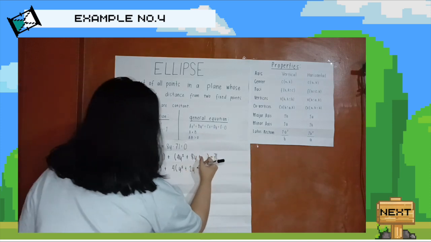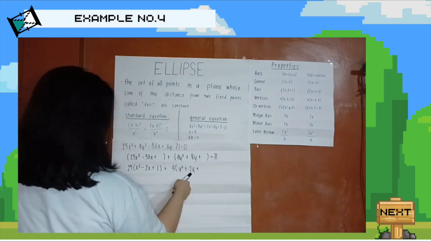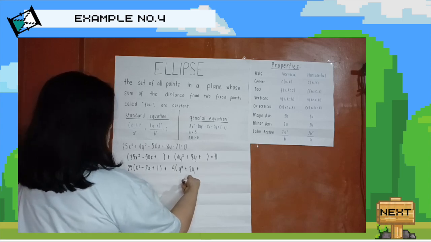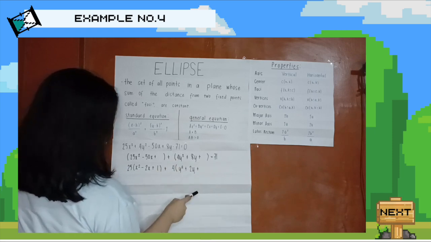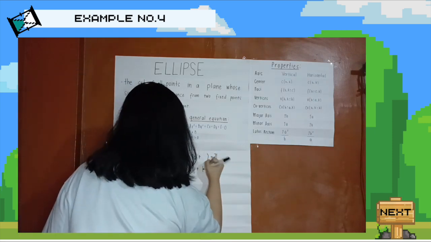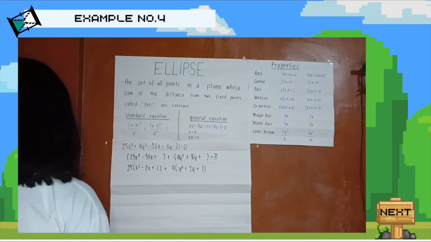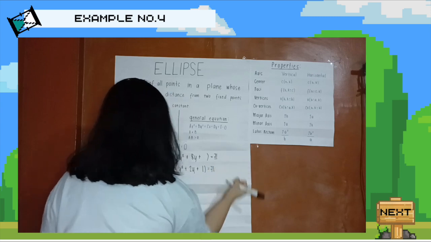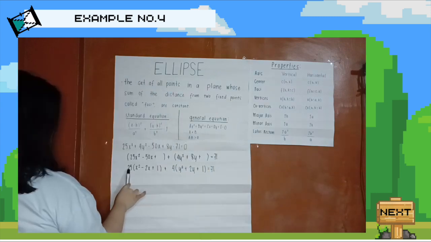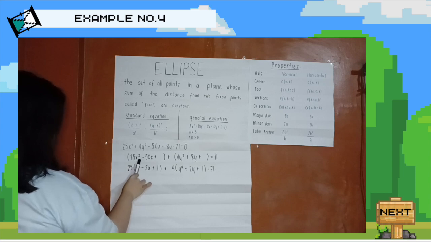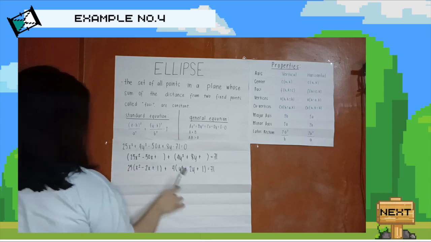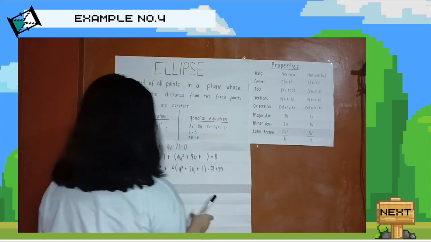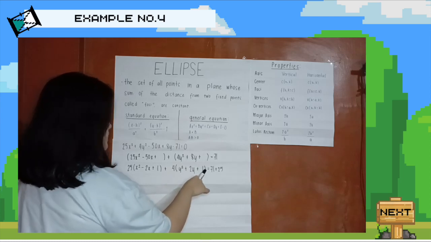And to get this, we need to divide this. So 2 divided by 2 is 1. And we need to square it. So 1 squared is equal to 1. It's equal to 71. We need to multiply this. So 25 multiplied by 1 is 25. So plus 25. And 4 multiplied by 1 is 4.